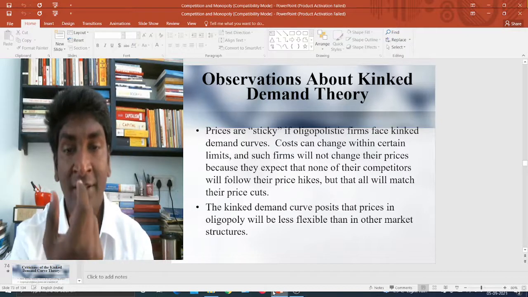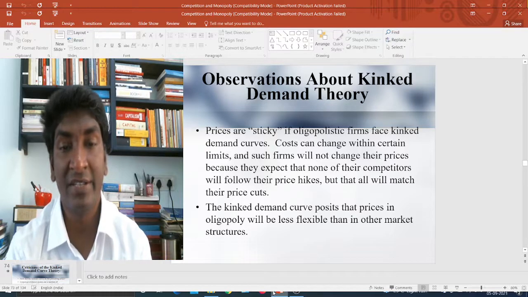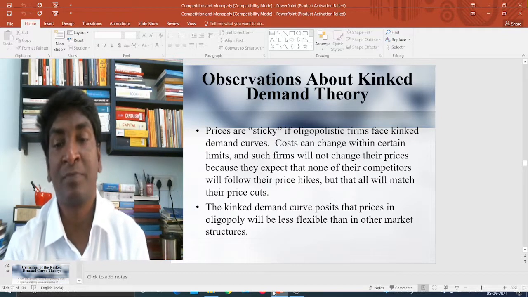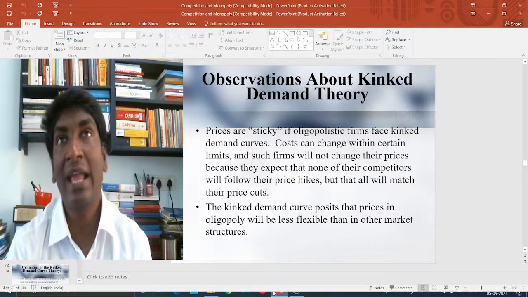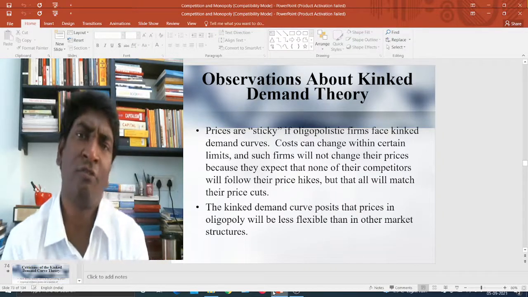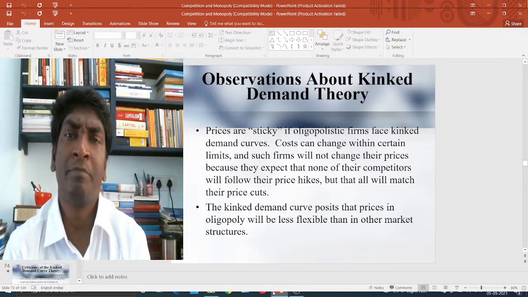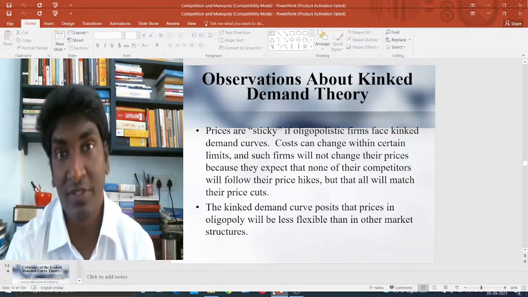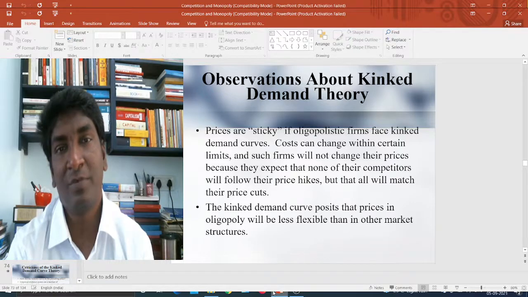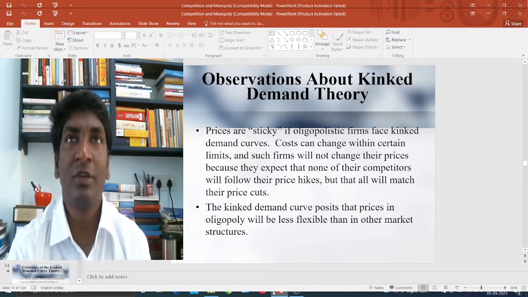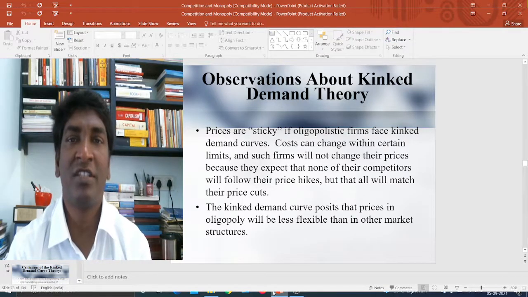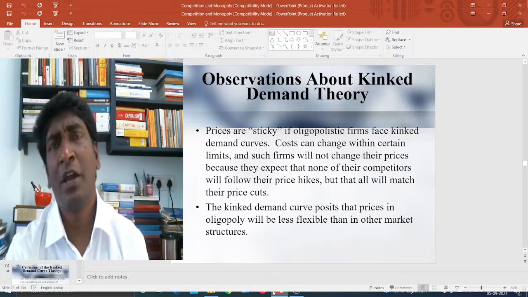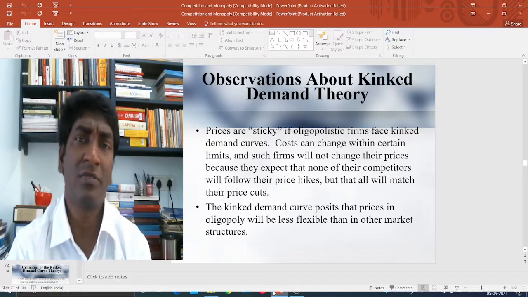So price stickiness is a very important observation. Cost can change within certain limits, and such firms will not change their price because they expect that none of their competitors will follow their price hikes, but they will match their price cuts. So this creates a kind of sensitivity to the firms, because the firm's behavior is reflected through this. Being a firm, I know that if I change the price, it is because I have a higher advantage, maybe because of the scale of production or other things factored out earlier, which helps me garner better profitability if I reduce the price. That is my hope in reducing the price.